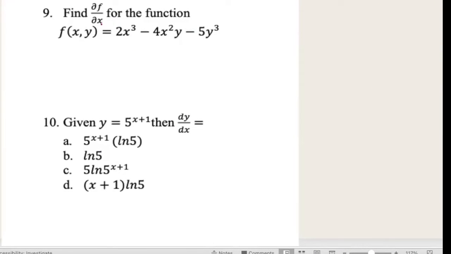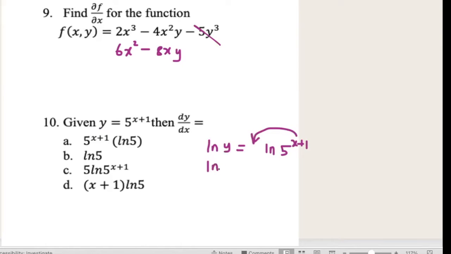Find the partial derivative with respect to x. So we differentiate this to get 6x squared minus 4 twos 8x, and rewrite my y, and this would be 0, so that's gone. Differentiate y equal ln 5 to the x plus 1. So we ln both sides, so we have ln y equal ln 5 to the x plus 1. Then carry the power in front, so we have ln y equal x plus 1 ln 5.